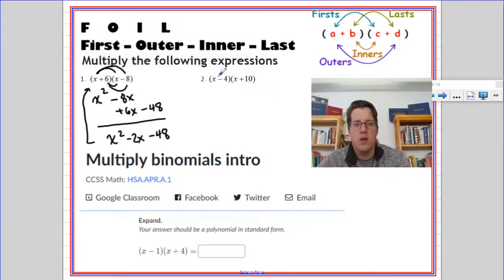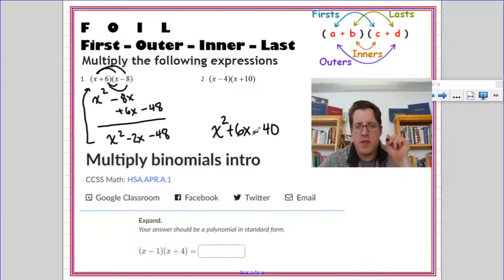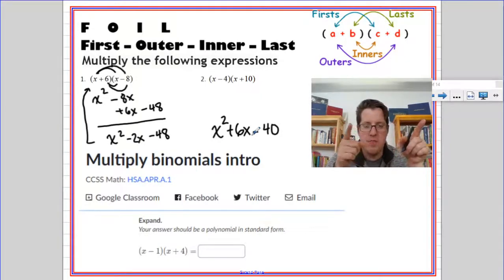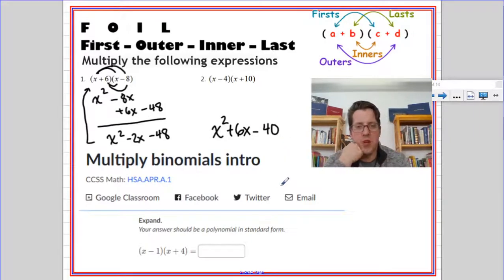Good. Okay, so you should have gotten x squared plus 6x minus 40. Okay, look at my screen and make sure you know where the x squared came from and where the 40 came from, or the -40. Look at the original problem, and then look at the answer, and make sure you know where each of those came from. So we would get x squared plus 10x minus 4x minus 40. That's what our work would look like. And then we would combine like terms.